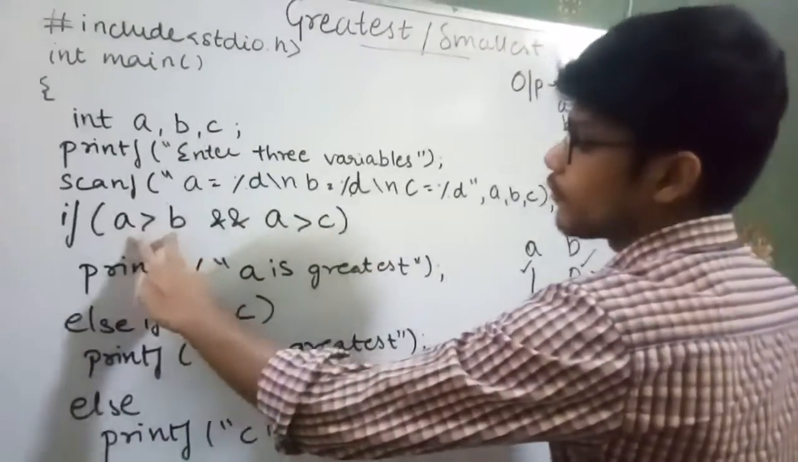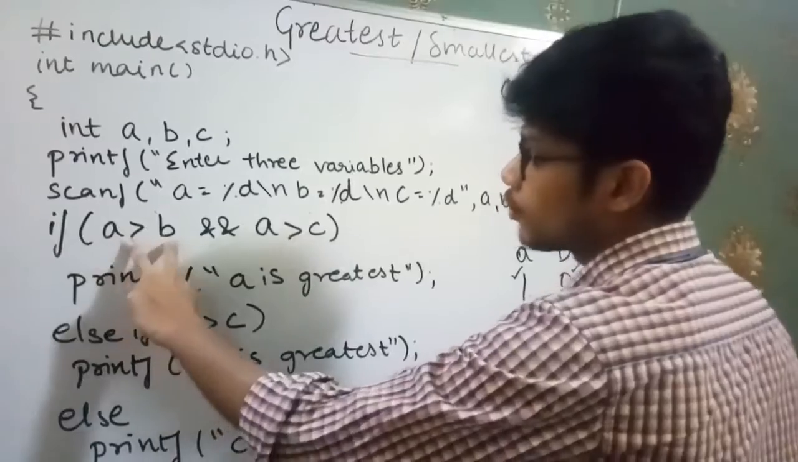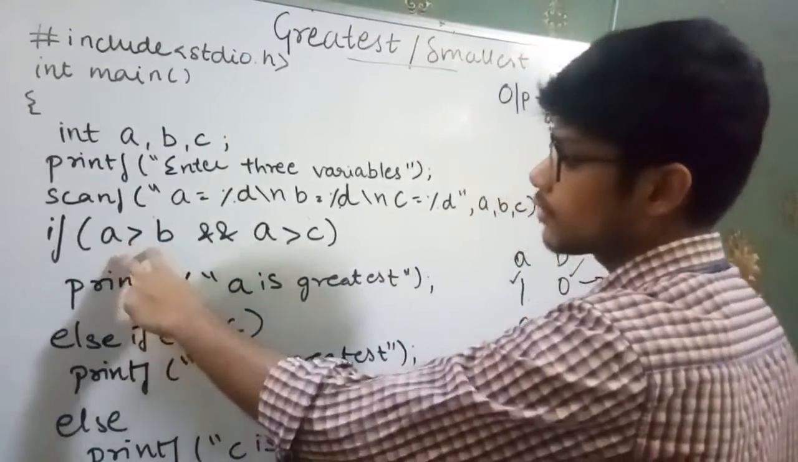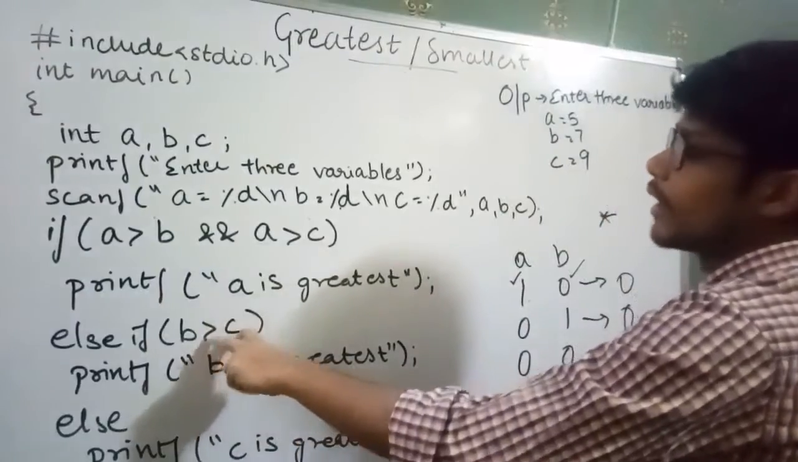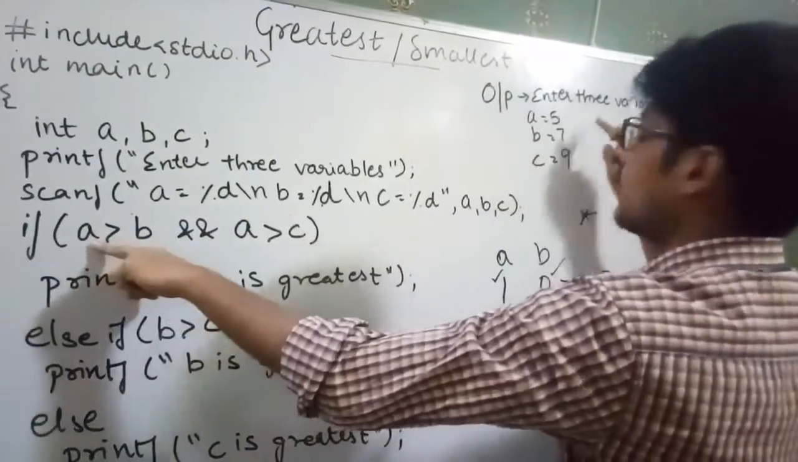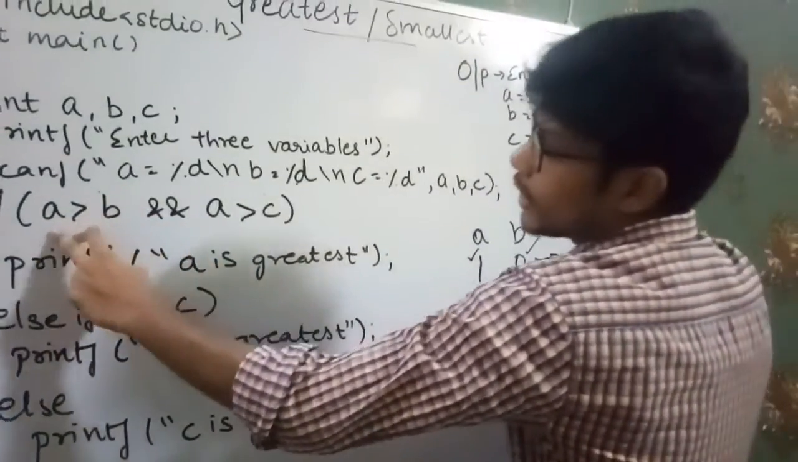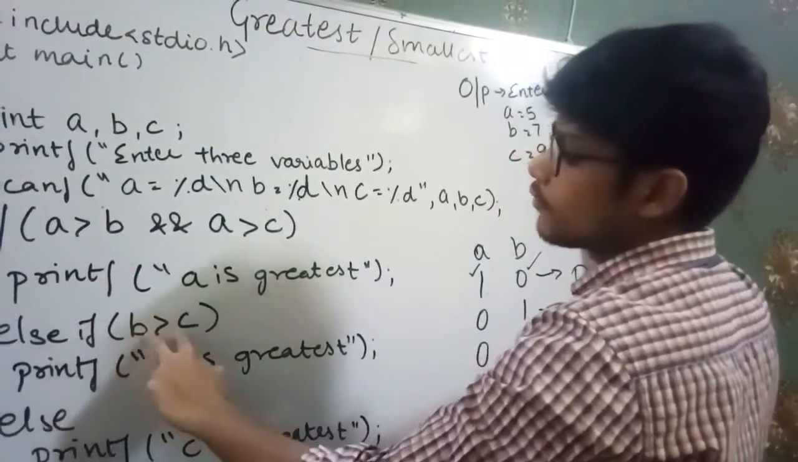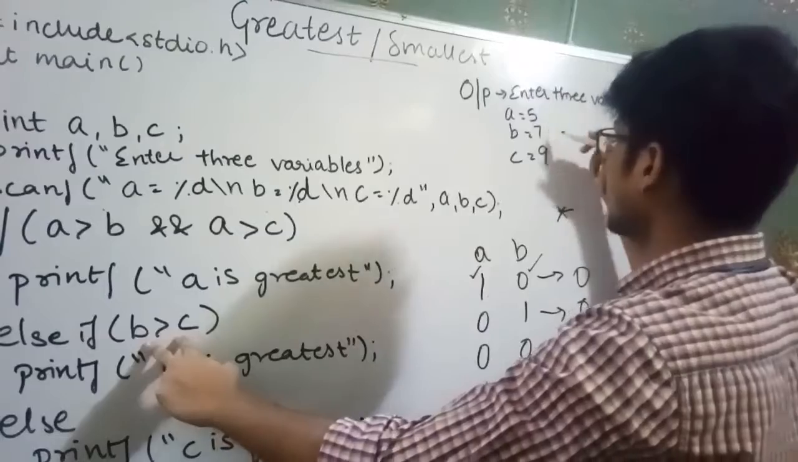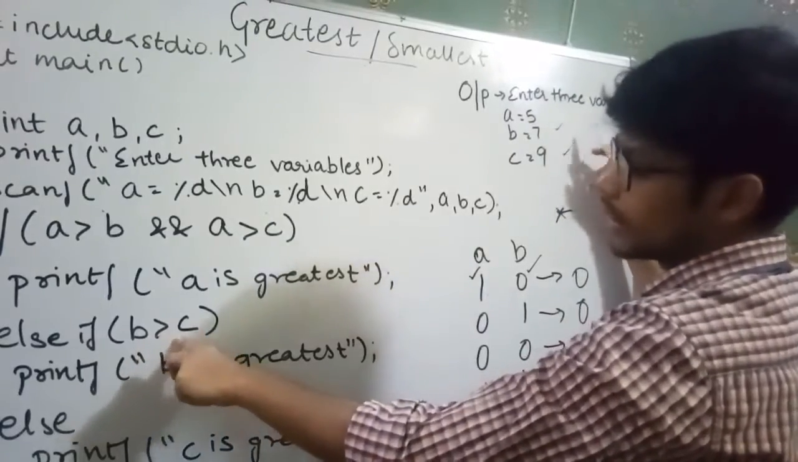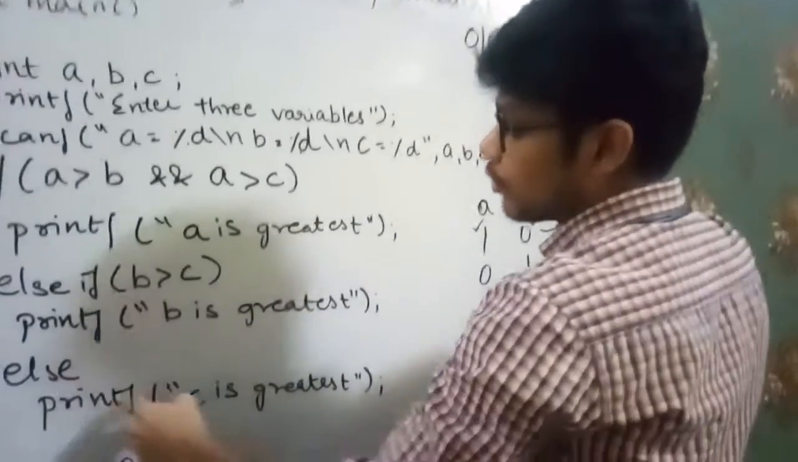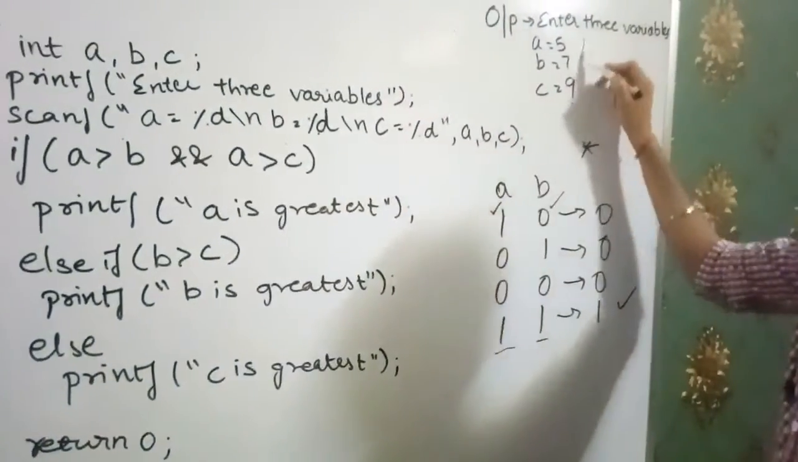So it will check the first condition. If it is true, only then will it check the next condition. If it is not true, it will skip this condition and go to the else if part. So a is 5, b is 7, where the condition becomes false. It will then check in else if whether b is greater than c. Here b is 7, c is 9, so this is also false, and now c is the greatest number, as you can see.